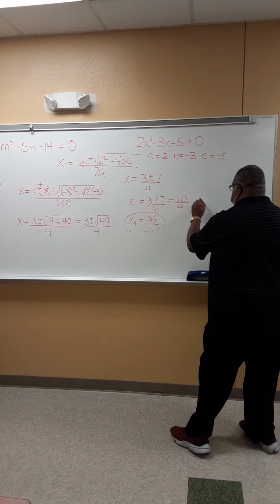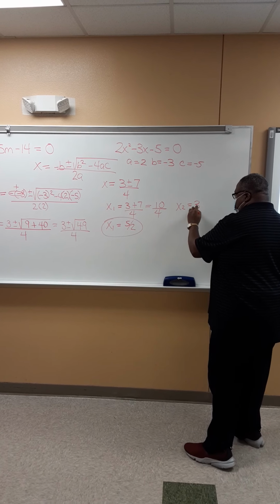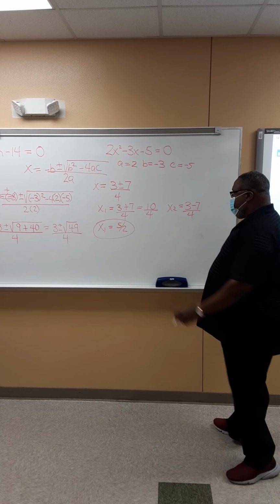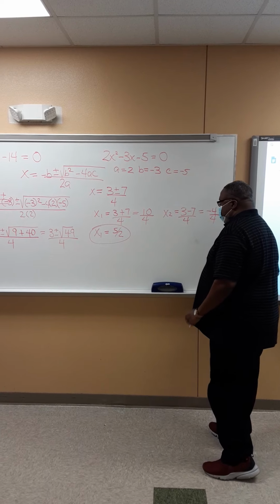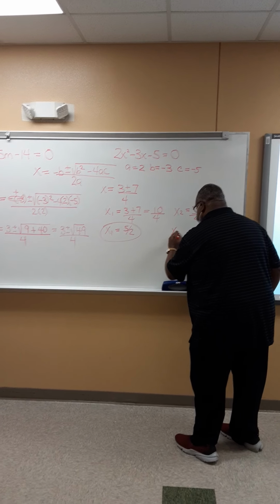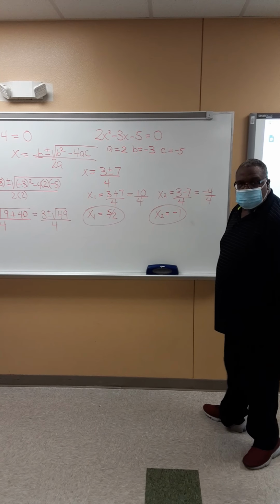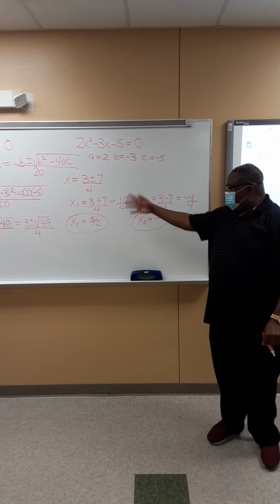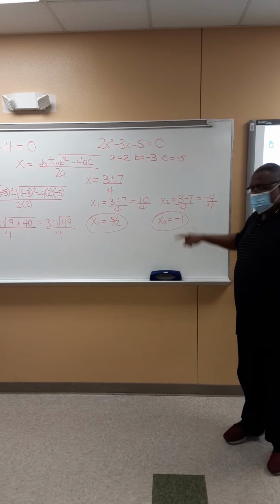X2, I have 3 minus 7 over 4. 3 minus 7 is -4 over 4. -4 over 4, x2 equals -1. Woohoo. Okay? And those are my two solutions. 5 halves, -1.